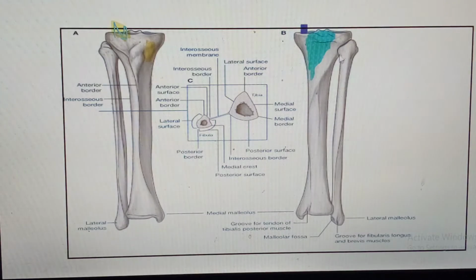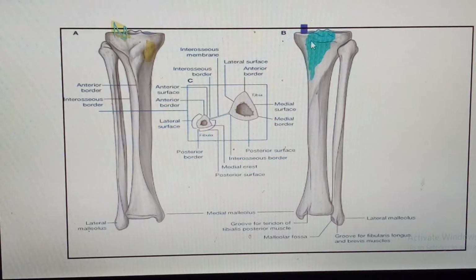Now, at the posterior aspect, we have this line, and that's what we call the soleal line. Of course, the name tells you what it's going to do: one of the deep muscles of the posterior compartment of the leg, the soleus muscle, will insert here. And I hope you know that the soleus muscle can also be called the peripheral heart, to help with venous return. So this is the origin for the soleus muscle.